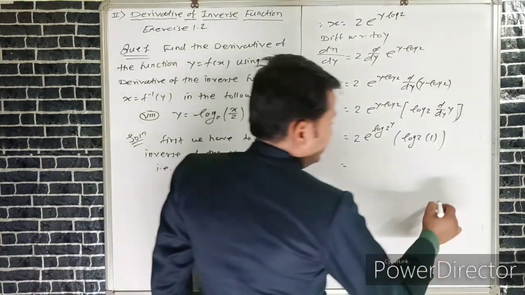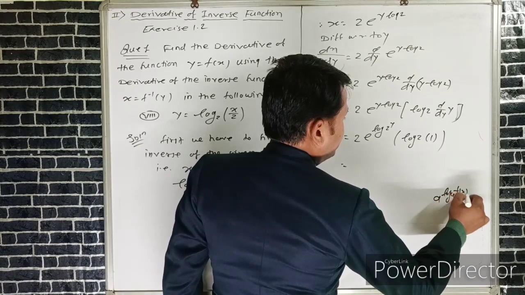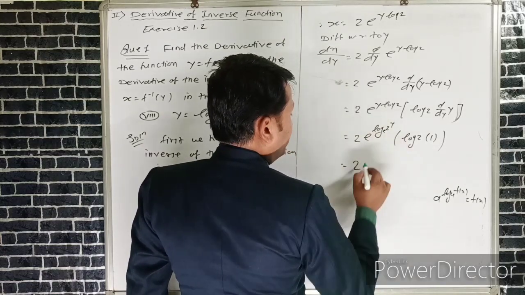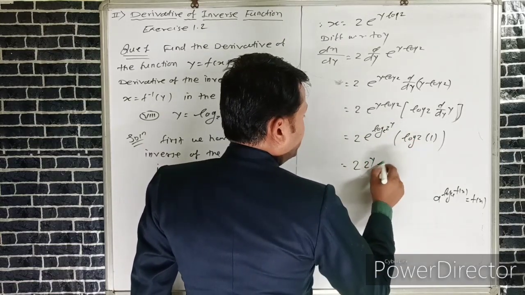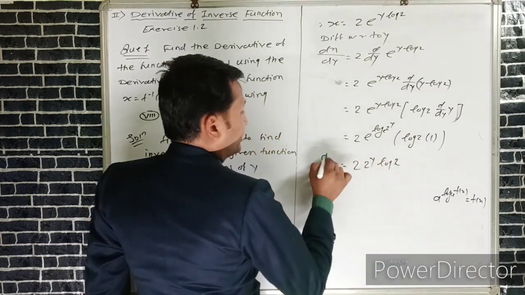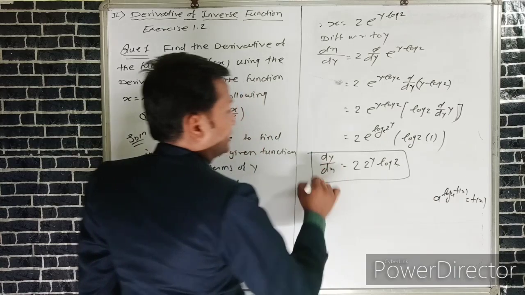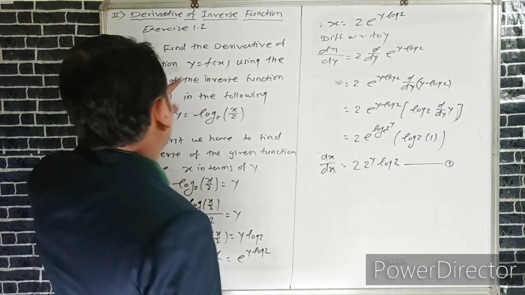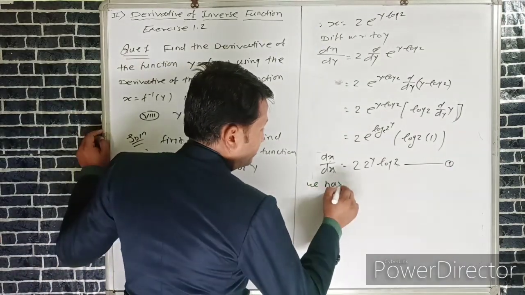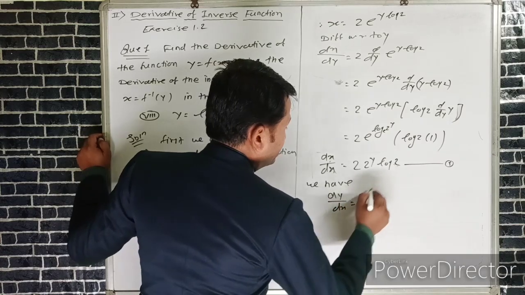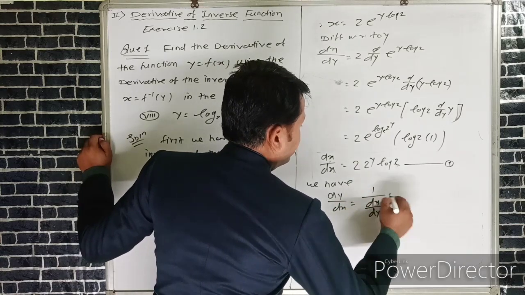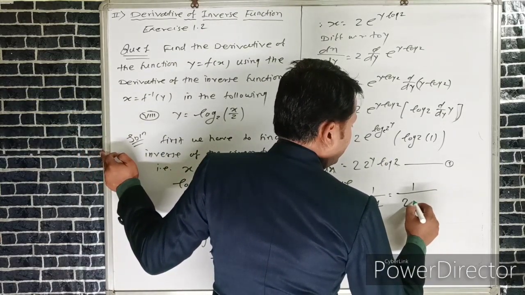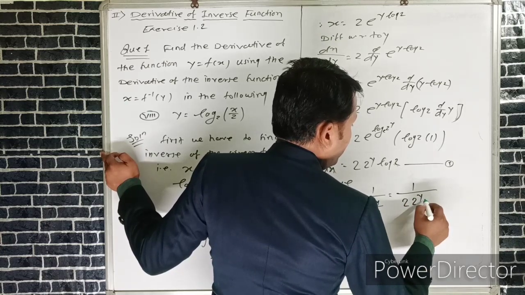We know that a to the power log base a of f of x is equal to f of x. Hence similarly we can write 2 into e to the power log base e of 2 raised to the power y is 2 raised to the power y. Log 2 into 1 is log of 2, which is the required derivative of x with respect to y. But we have to find the derivative of y with respect to x. Hence we have dy upon dx is equal to 1 upon dx upon dy, and the value of dx upon dy is 1 upon 2 into 2 raised to the power y into log 2.